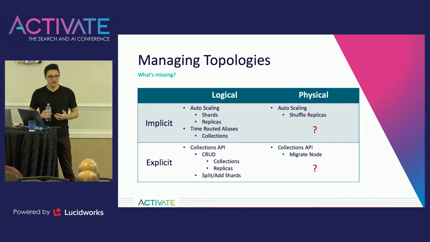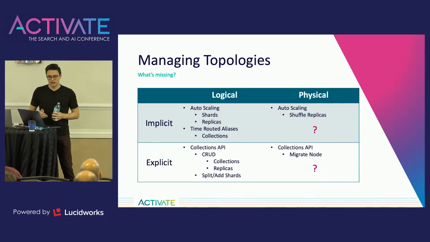And then time-routed alias gives us the ability to create new collections based off of the data that's coming into our collections. But there are also a lot of explicit commands that give us access to the logical topology, a lot of it through the collections API. So we can manually create new collections, manually split shards, manually add new replicas, move replicas around, and so on.